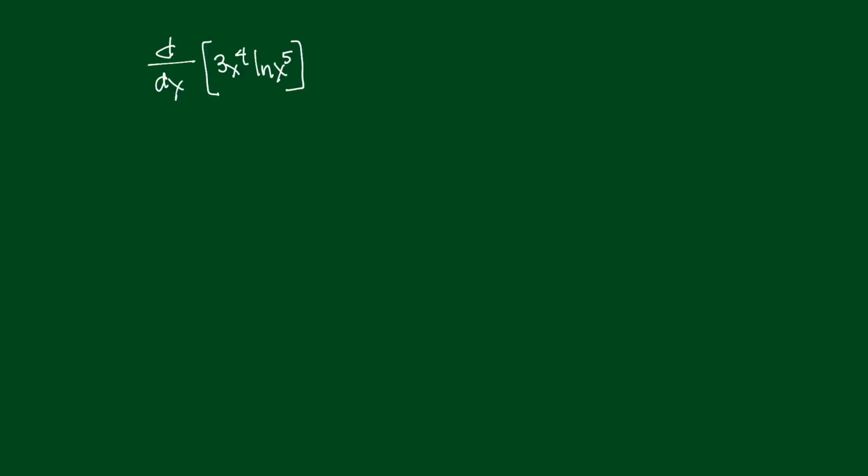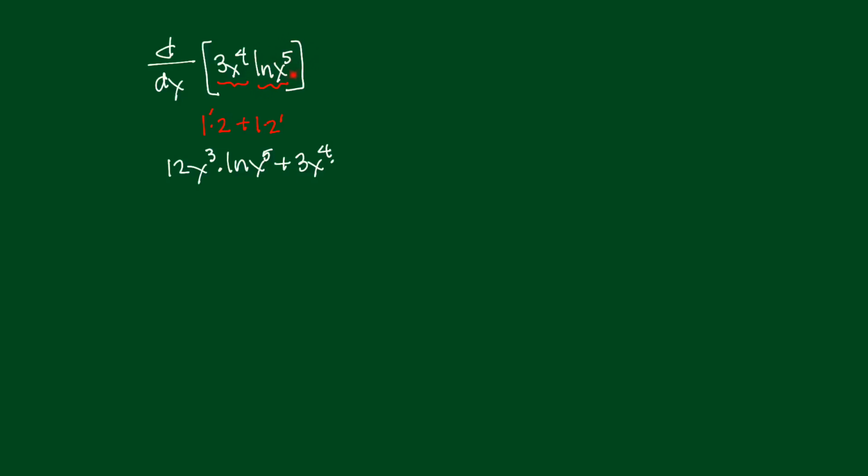Here's another example. We want to differentiate this function right here. So I see a product. You see it too? Here's the first factor, here's the second factor. So I'm going to use the product rule, which we know goes derivative of the first times the second, plus the first times the derivative of the second. So let's see where this takes us. Derivative of the first is 12x cubed times the second, natural log of x to the fifth, plus the first, 3x to the fourth, times the derivative of the second.